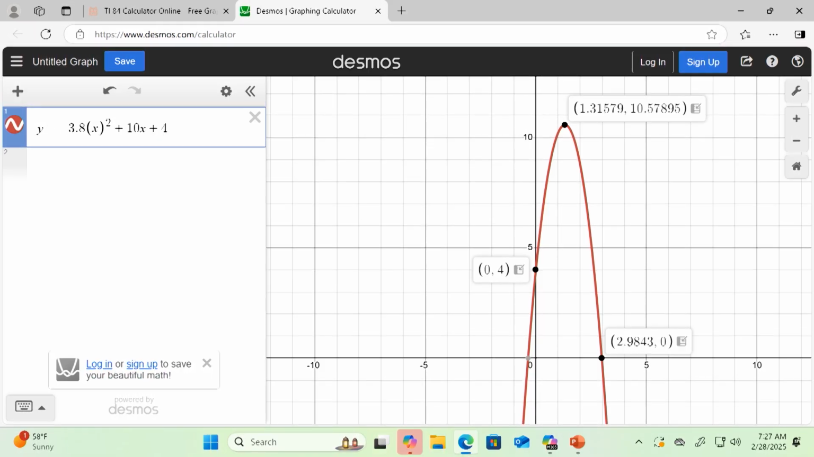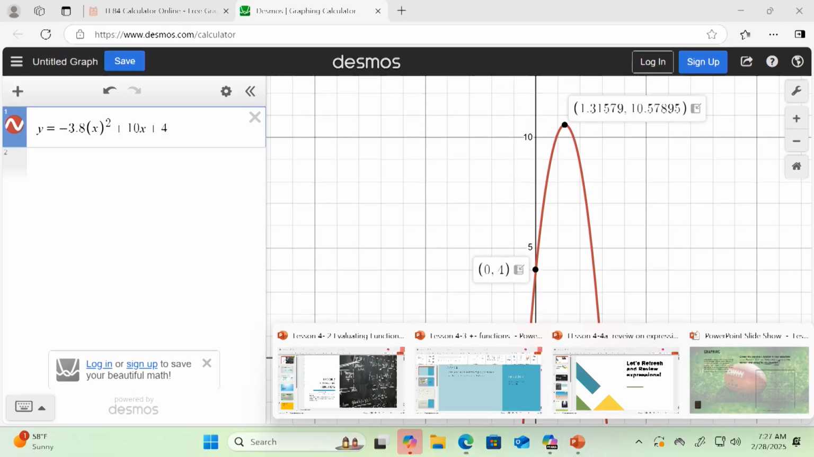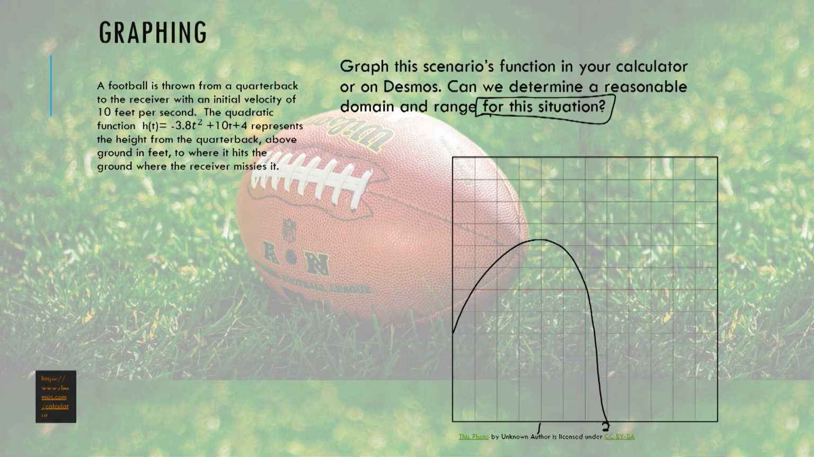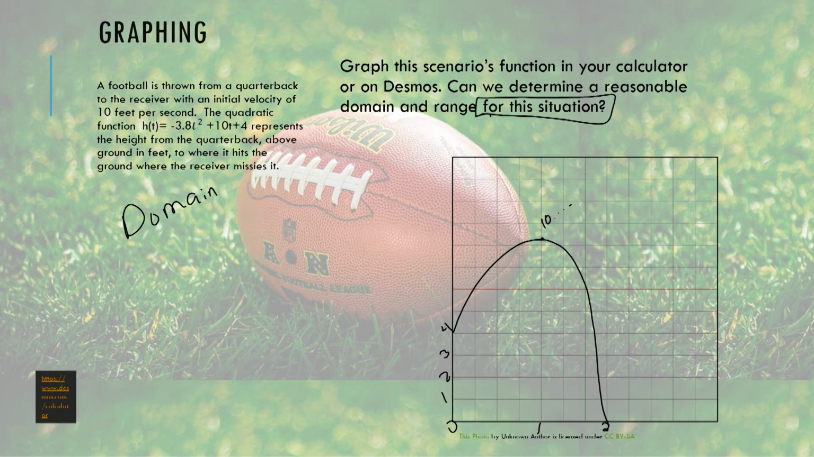Now it asked me, can we determine a reasonable domain and range? So let's go back and look. So if I had it and it looks something like this, where this is 2 and this is 1 and 0, 1, 2, 3, 4, and we said that one was 10 and some change, what would be a reasonable domain? Now remember, my domain deals with what values? Exactly right. It deals with my x values. So what do you think, by looking at this graph on my board, looking at your graph on your Desmos or your calculator, what could we say a reasonable domain would be?